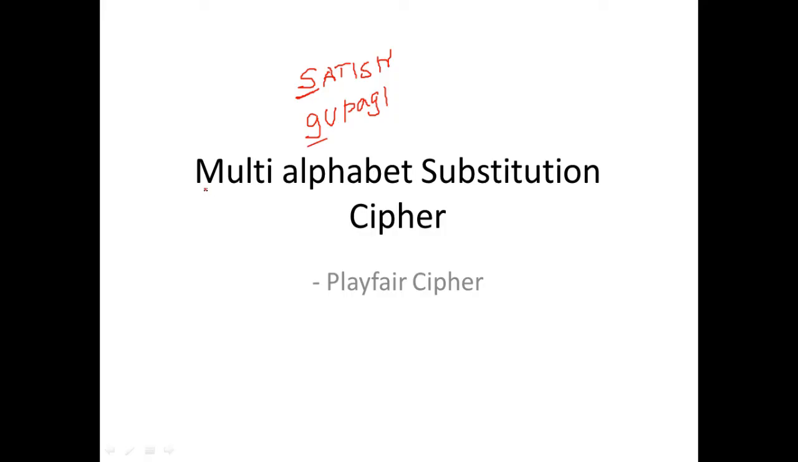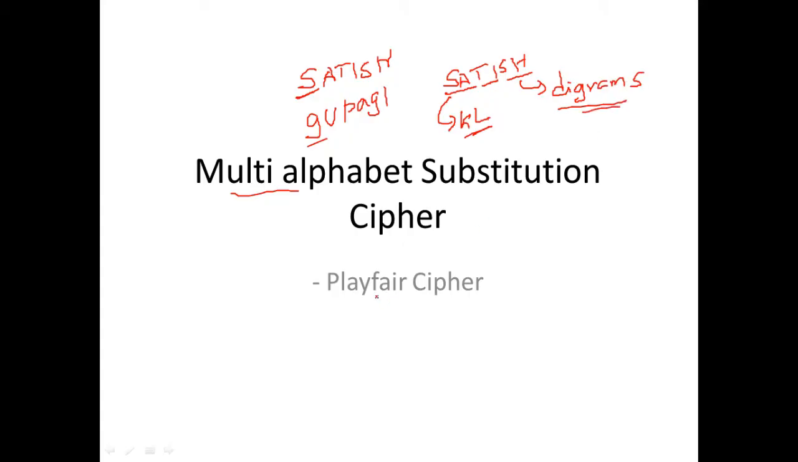In this session, we'll be taking a look at multi-alphabet substitution cipher. So what is that? Say your plain text is Satish again. Here we take two alphabets together, multiple alphabets together, and maybe we substitute this as KL or something. So what is a multi-alphabet substitution cipher? Take multiple alphabets and substitute them with multiple alphabets or symbols. Here we can easily divide this as two alphabets and two alphabets, and these two alphabets together are called digrams.